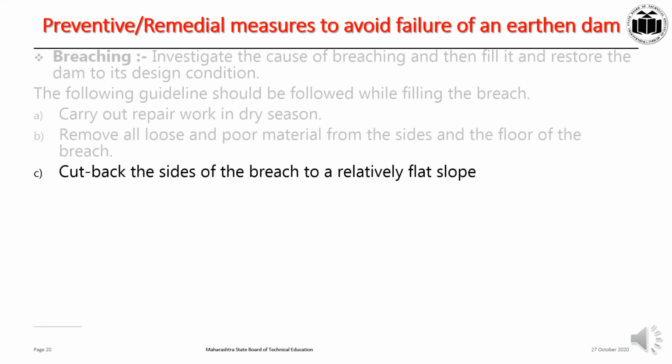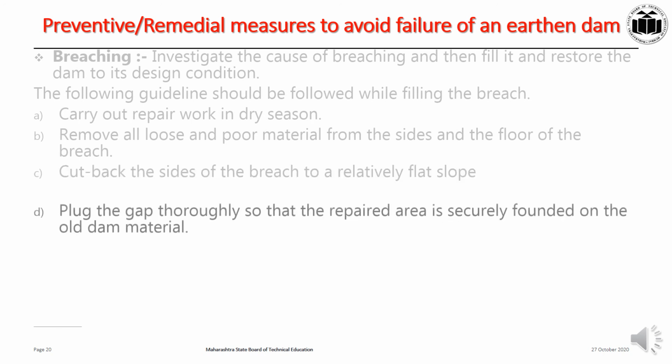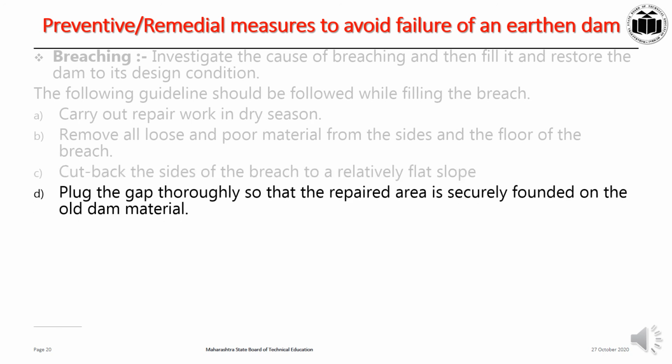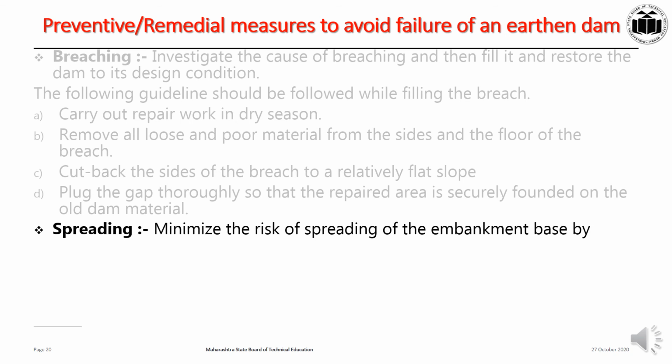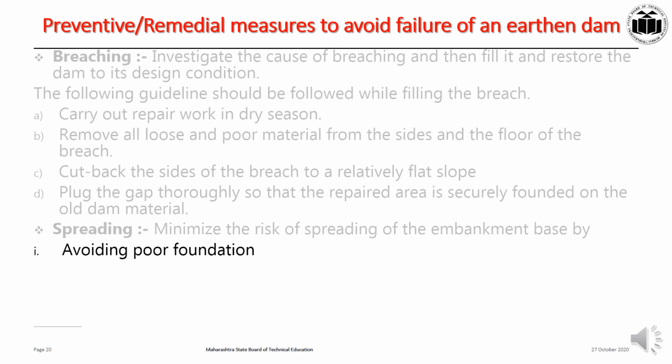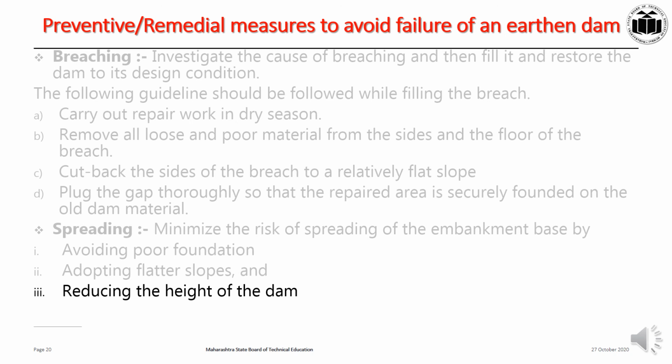Cut back the sides of the breach to a relatively flat slope. Plug the gap thoroughly so that the repair area is securely founded on the old dam material. Then spreading. Minimize the risk of spreading of the embankment by avoiding poor foundation, adopting a flatter slope and reducing the height of the dam. If you want to avoid the spreading type of structural failure, then we have to maintain a proper foundation, adopt a flatter slope and reduce the height of the dam. Then such types of structural failure may be avoided.